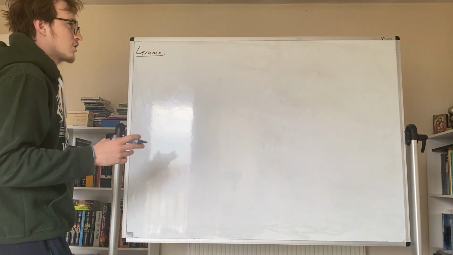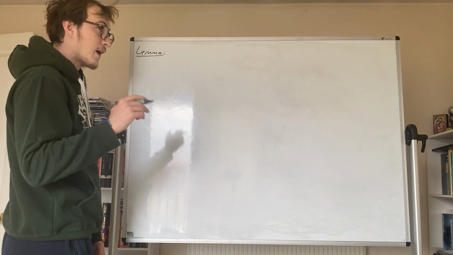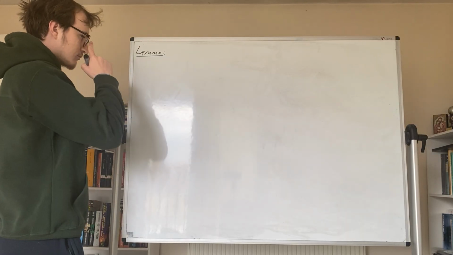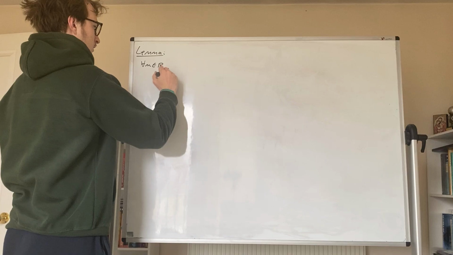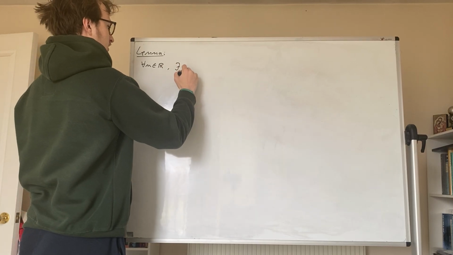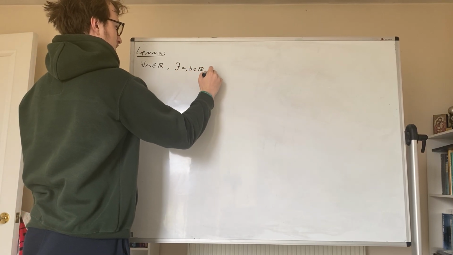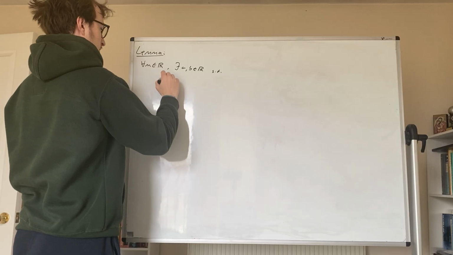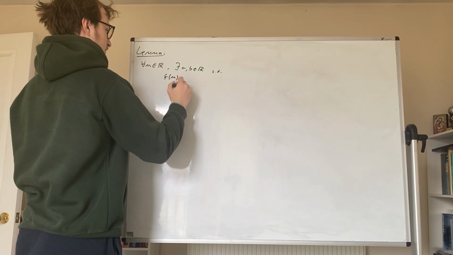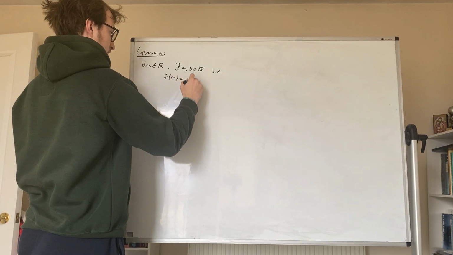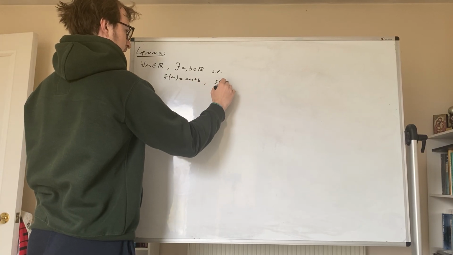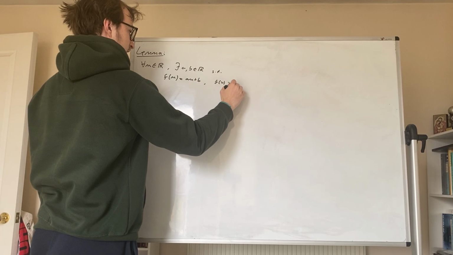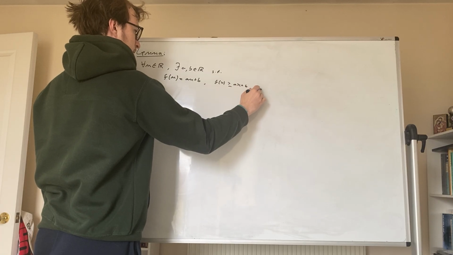What we really want to show is that for a convex function f, for all m, there exists some a and b such that f of m is equal to am plus b, and f of x is greater than or equal to ax plus b for all x.